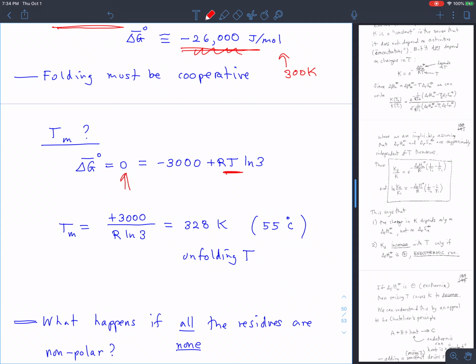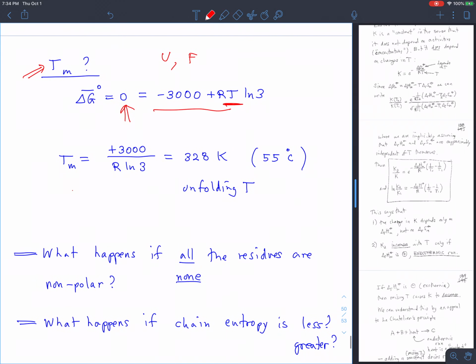Well, we want the melting temperature where delta G goes to 0, where the population of folded and unfolded proteins should be the same. And so we set delta G equal to 0 and we solve for T. The so-called melting temperature is going to be 3,000 divided by R log 3, and that turns out to be 328 K, or about 55 degrees C. That's pretty typical, in fact, for proteins.